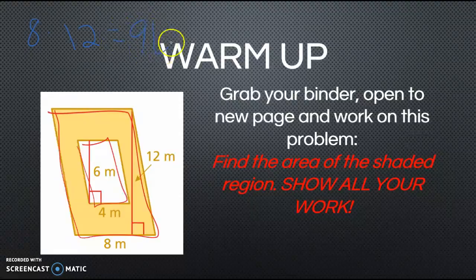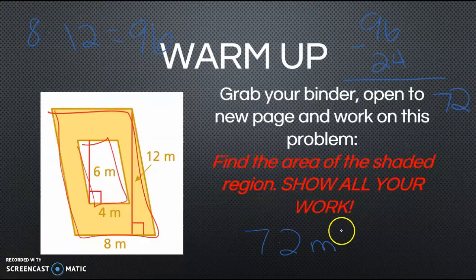And then we take the area of our smaller one. So we have 6 times 4, which we know is 24. And we have to take the area of the bigger one, I'm going to write that over here so I don't run out of room, minus the area of the smaller one. So we have 96 minus 24. So that's going to be a 2 over here and a 7 here. So our final answer is going to be 72 meters squared. Please do not forget your label. That would be very bad.